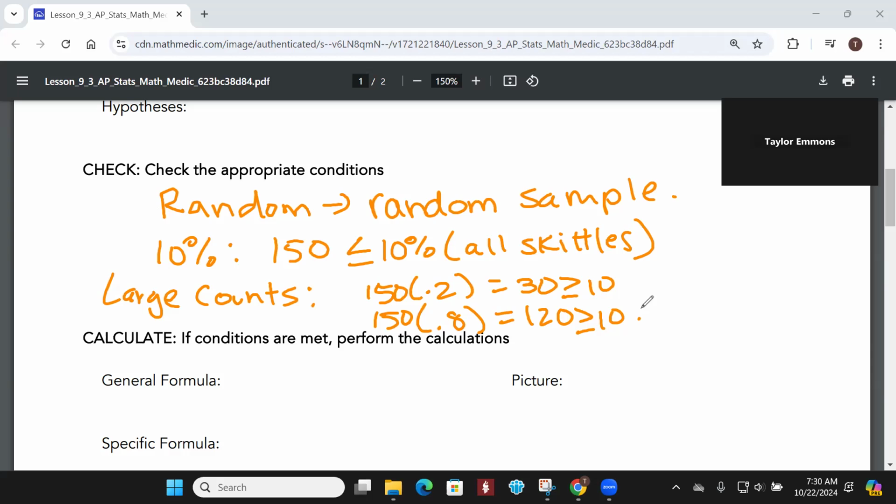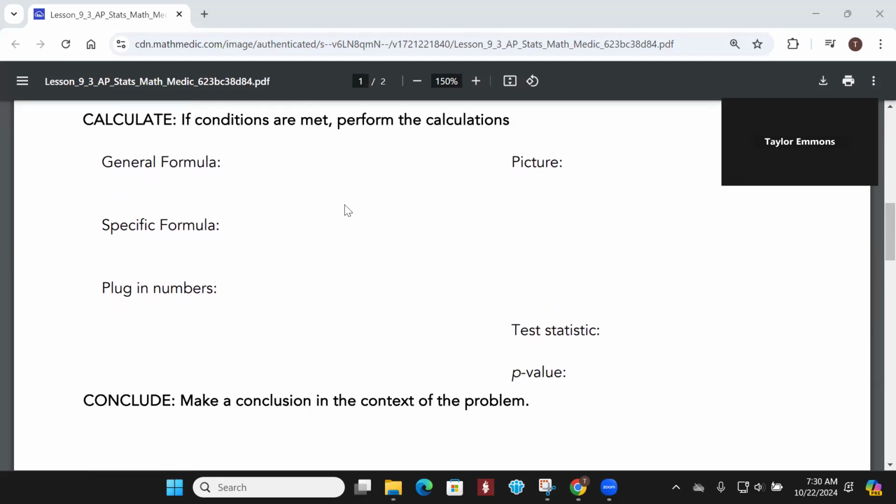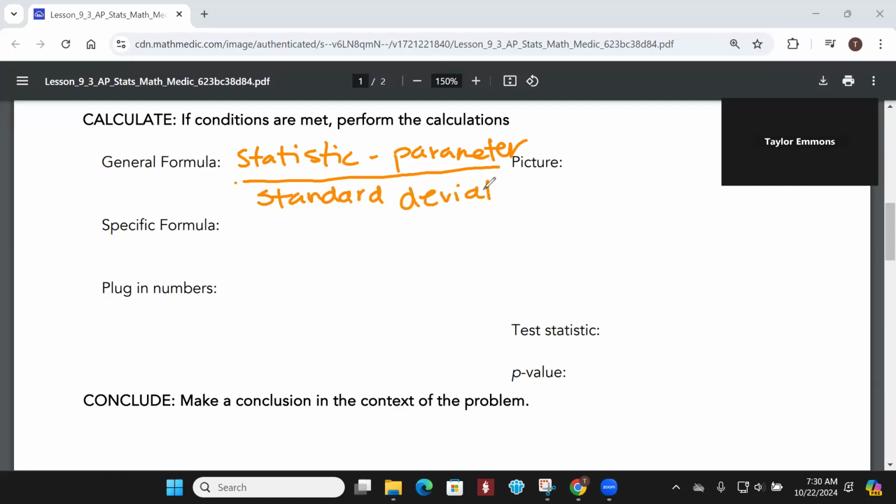Okay. If conditions are met, we're going to perform the calculations. So what's the general formula for this? We talked about this yesterday. Remember, this is the same thing as a z-score. We're just calling these things a little differently this time around. So we're going to say statistic minus the parameter, divided by the standard deviation.